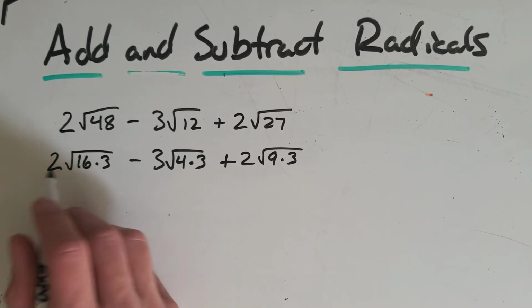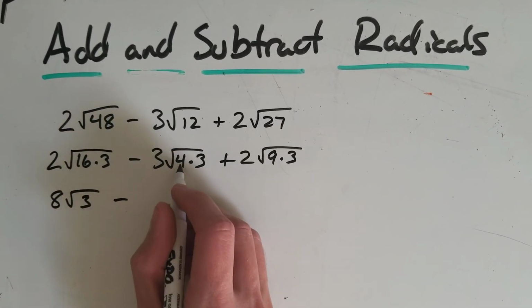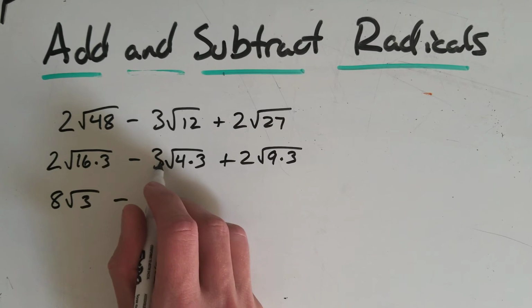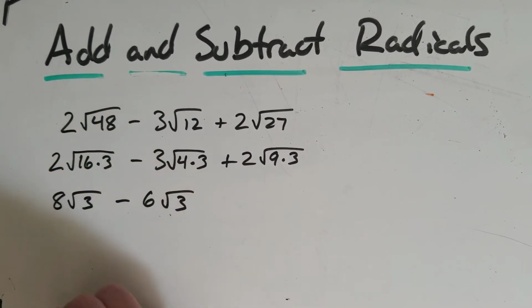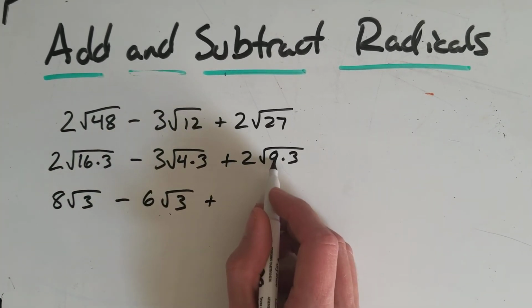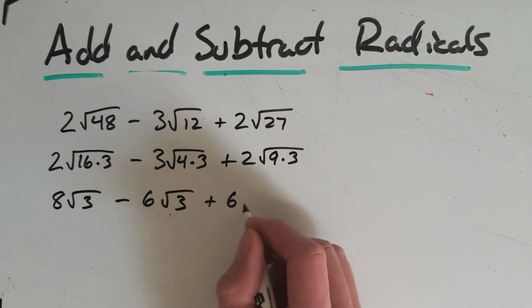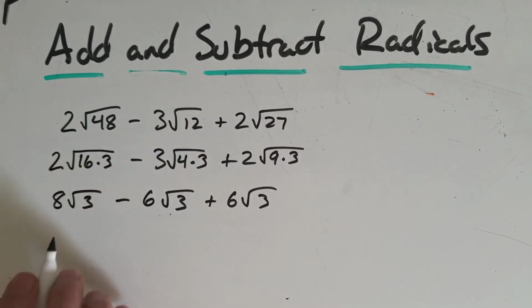Square root of 16 is 4. 4 times 2 is 8. So it's 8 radical 3. Square root of 4 here is 2. 2 times 3 is 6. You'll be left with 6 times square root of 3. And then here the square root of 9 is what you're going to take out, and you're going to end up with 6, because 3 times 2 is 6, and you'll be left with radical 3.